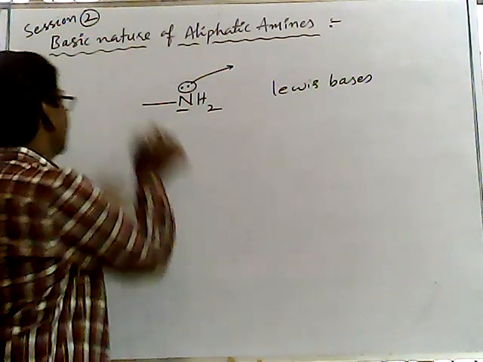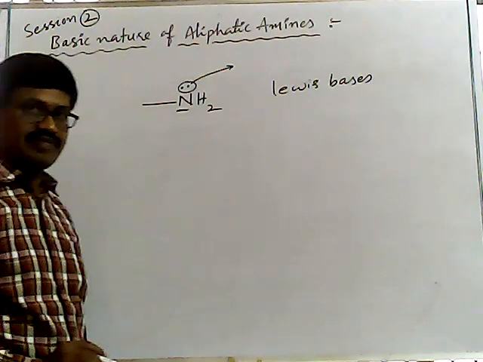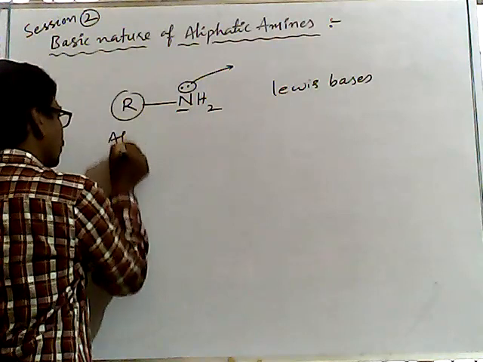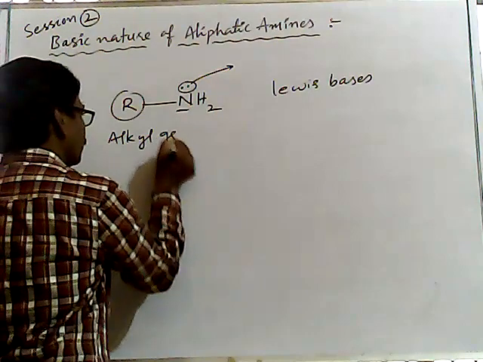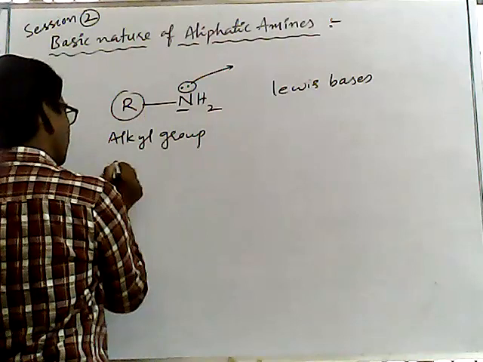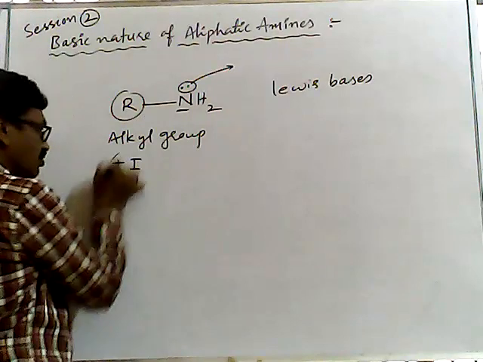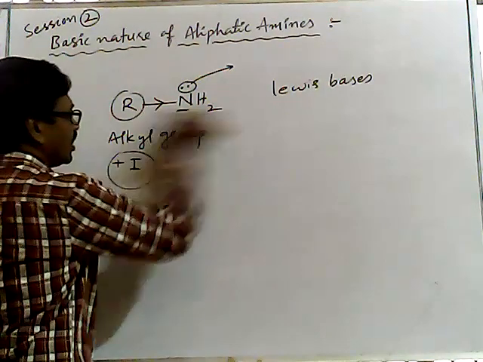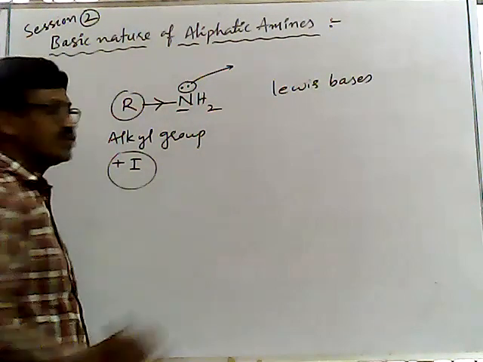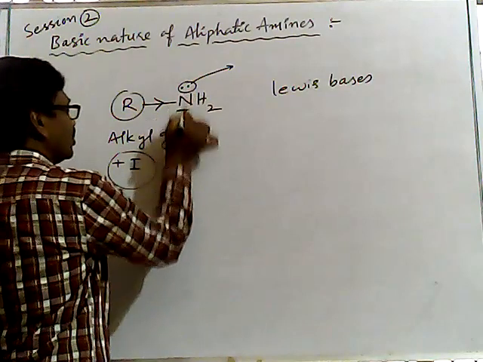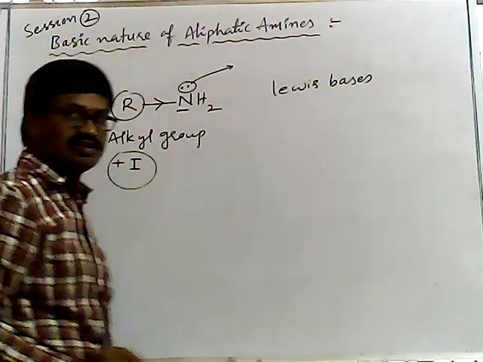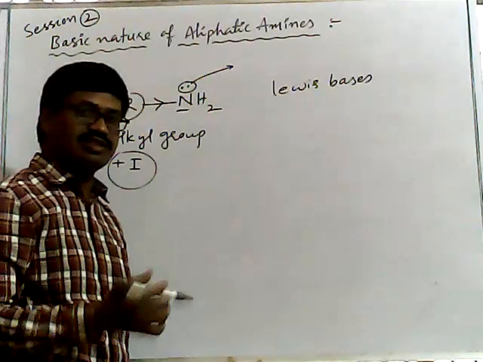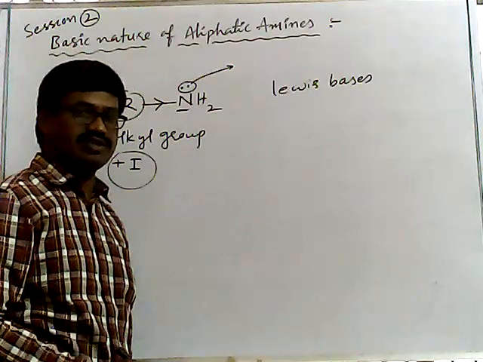This basic nature again depends on the inductive effect. If you write an R group, R is any alkyl group. You know, alkyl groups have plus I nature. Therefore, the electrons present in the sigma bond are attracted towards the NH2 group. So on nitrogen, electron density increases, so it has more availability of electrons. Therefore, it can easily donate those electrons to other substances, so it acts as a strong base.